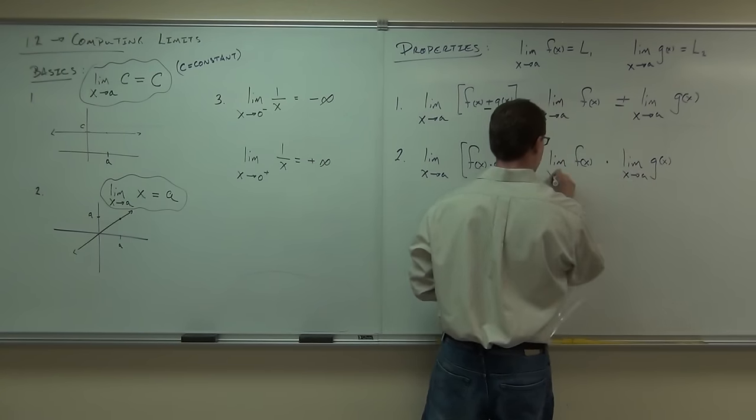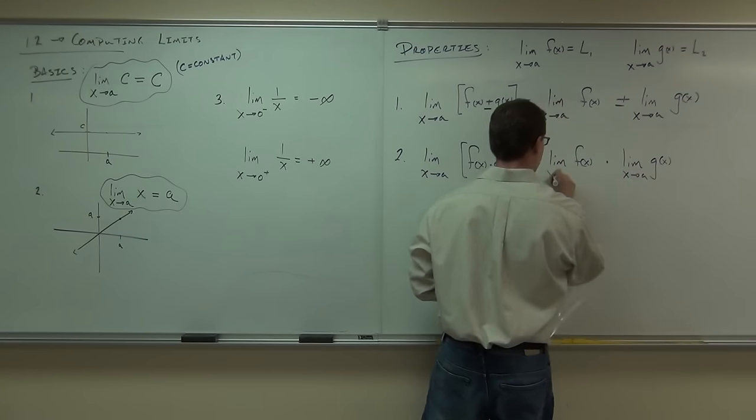So, number one thing. Another one, number one thing. Can we find the limit as x approaches 0 of this? One minus cosine x over x.